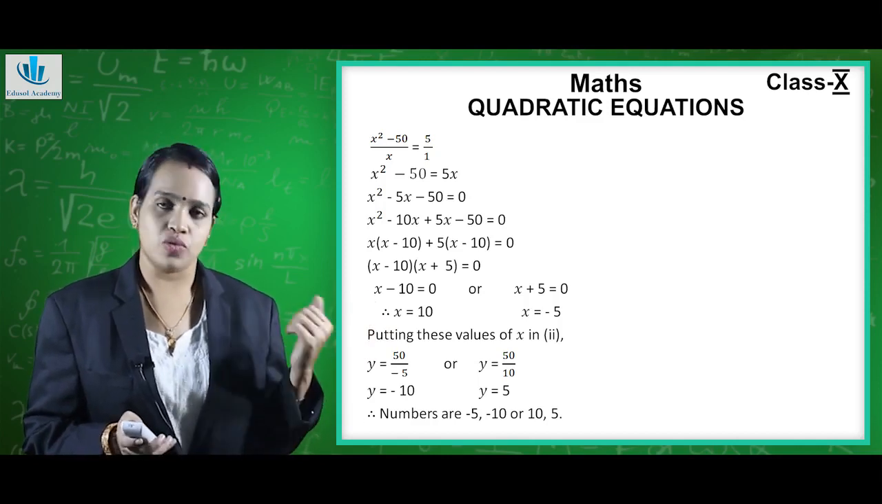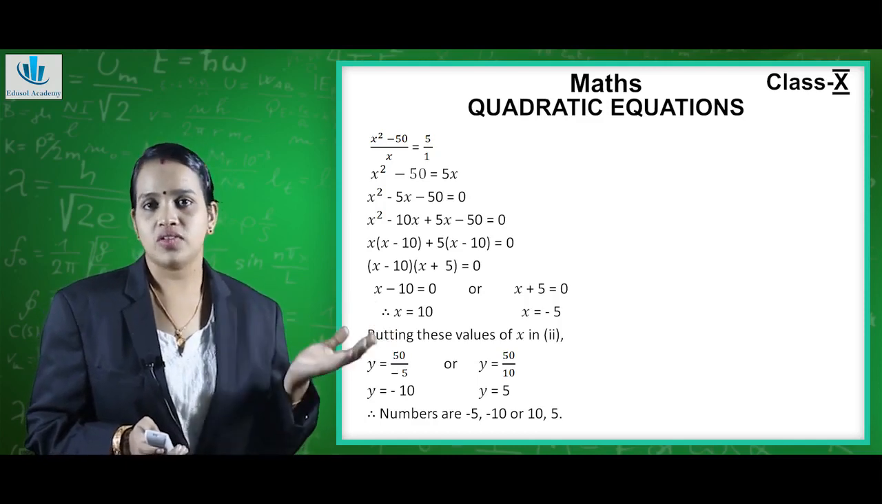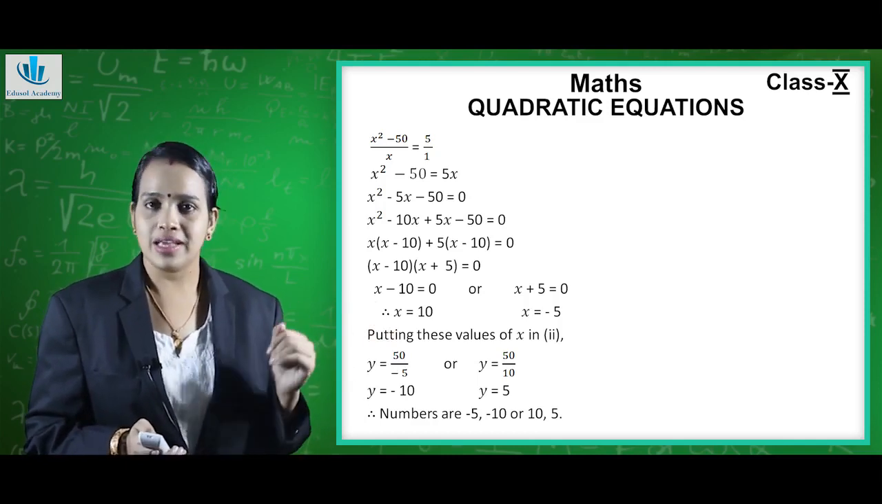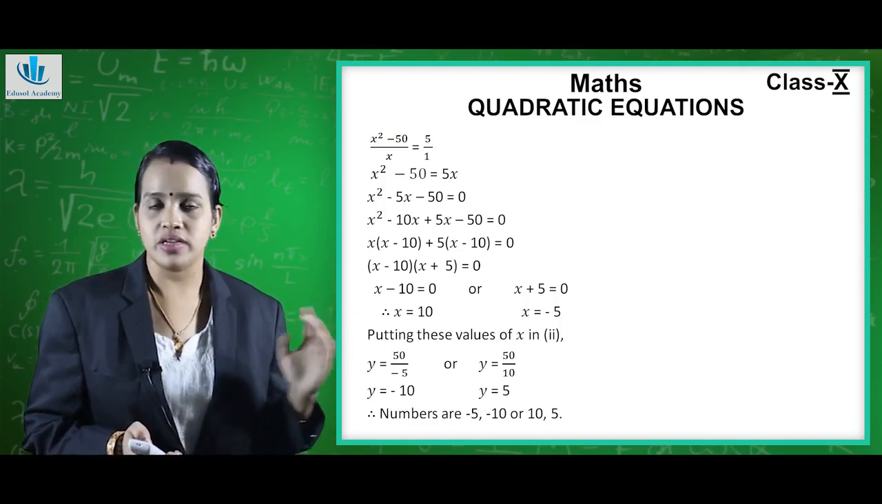So x minus 10 equal to 0 or x plus 5 equal to 0. When we take minus 10 on the other side, it becomes plus 10. x is equal to 10. Plus 5 becomes minus 5. So x is equal to minus 5.